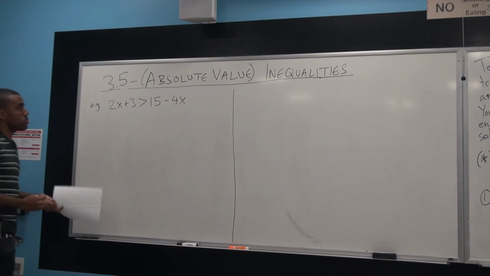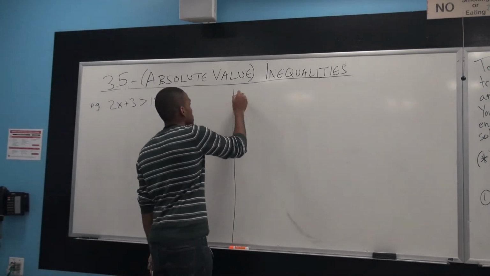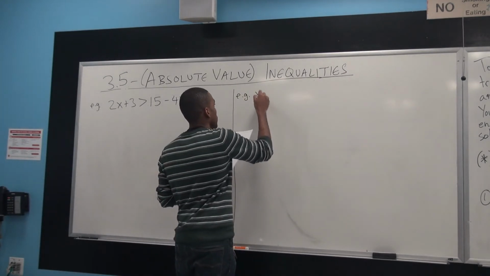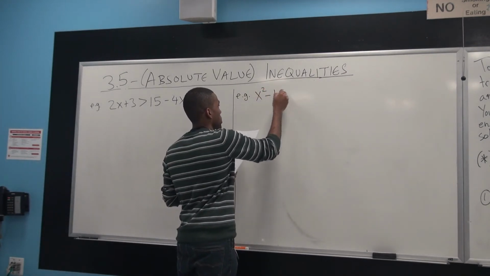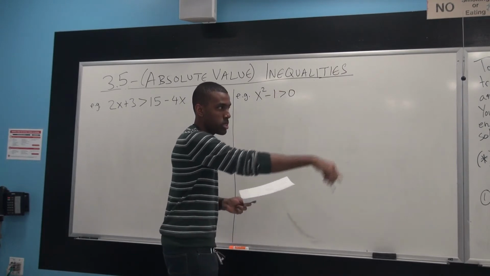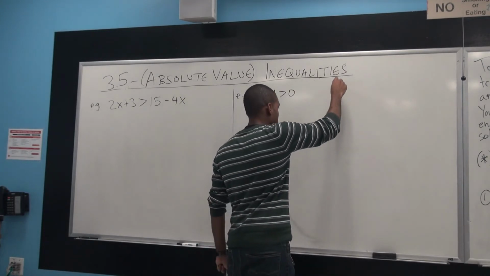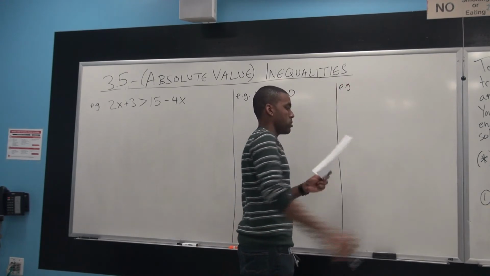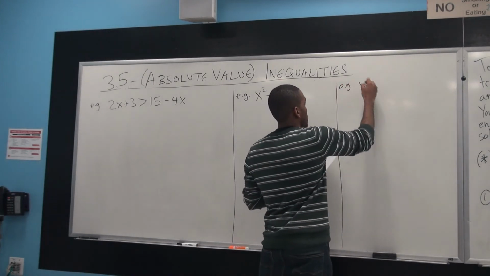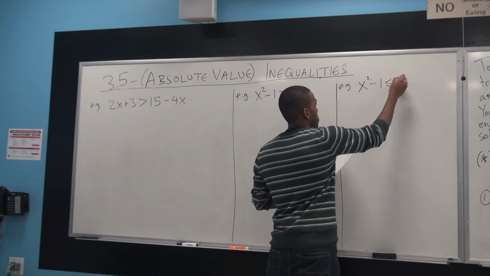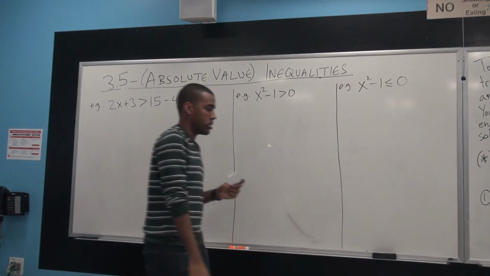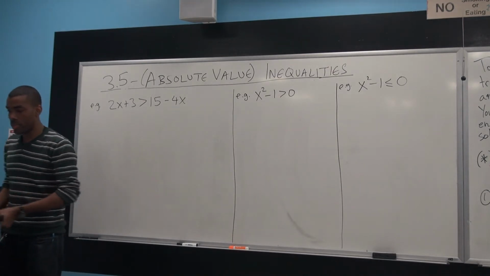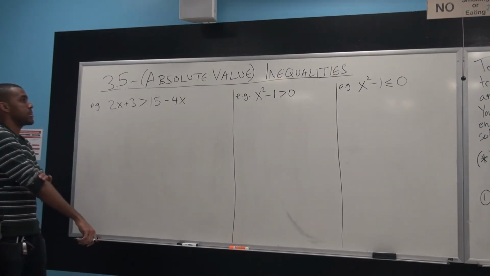Let's see. So, another example. x squared minus 1 greater than 0. And I'm going to show you what it means to test the intervals to know you're correct. Example. Very similar, but there's a point I want to make here. When we get to absolute value equations, you're going to see why I did this.